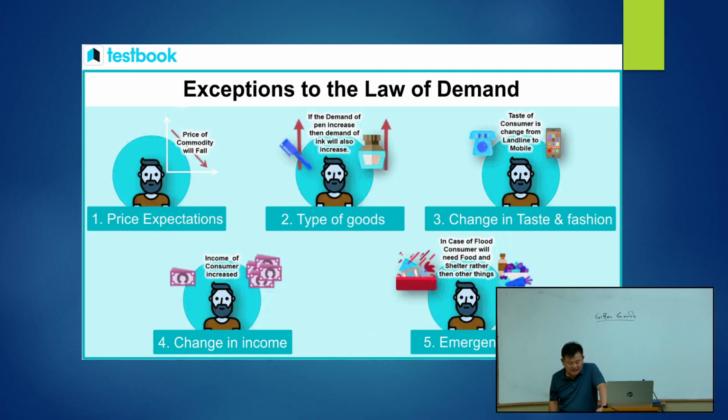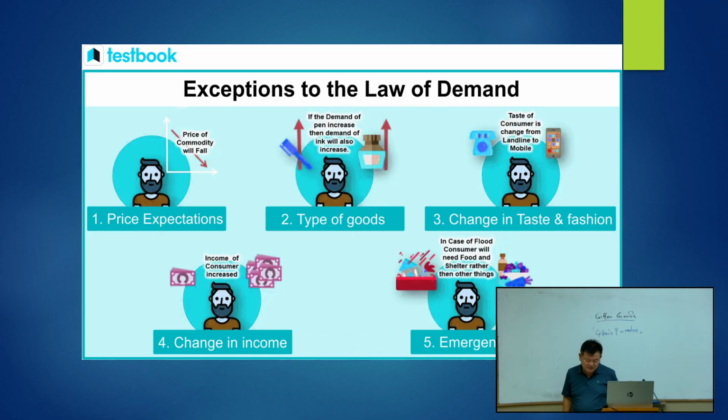So prices increase and demand rises, and then it falls with a decrease in price. This is a Giffen good. Popularly, we know this kind of phenomenon as the Giffen paradox. This is a special case of exception.